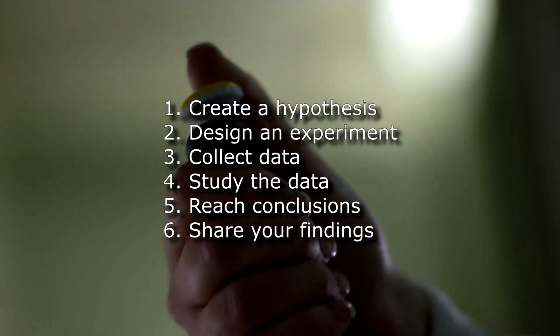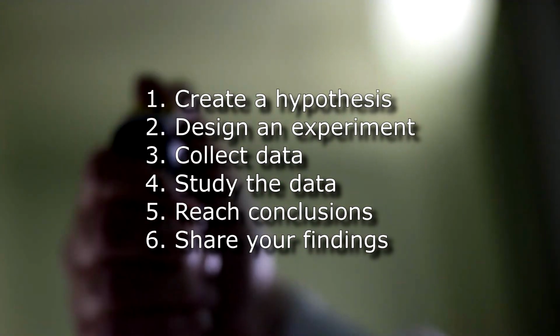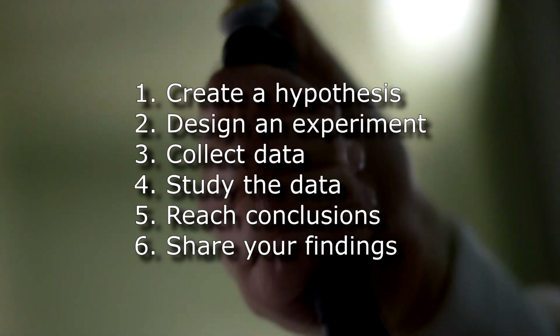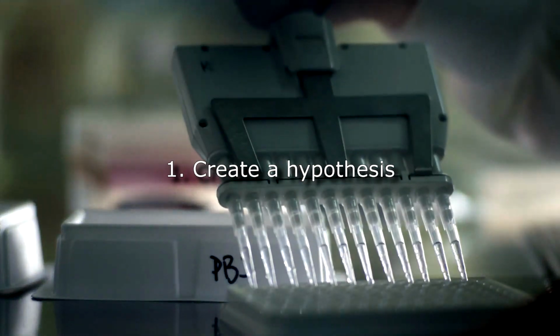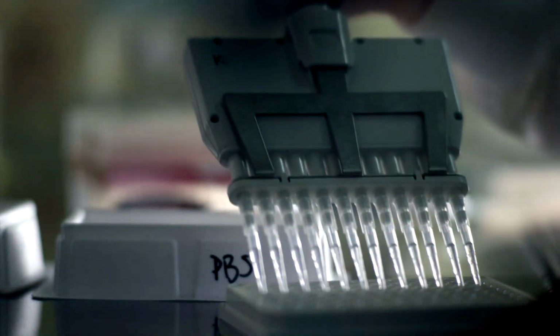So the basic steps of the experimental method are: 1. Create the hypothesis, 2. Design the experiment, 3. Collect the data, 4. Study the data, 5. Reach your conclusions, and 6. Share your findings. So let's look at each one of these steps in more depth. First, create the hypothesis. To do this, an experimenter looks at the data or situation about a chosen topic and draws tentative conclusions based on the perceived results. A hypothesis is an educated guess about something.